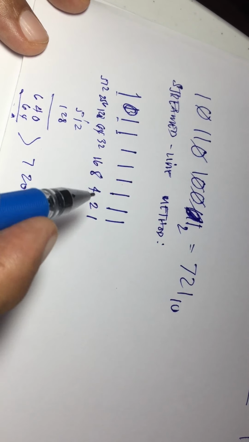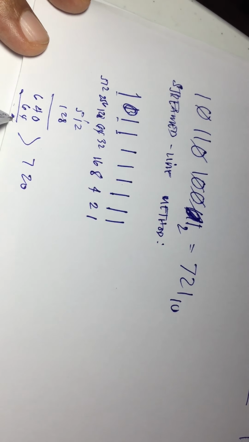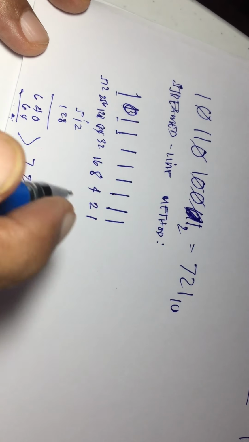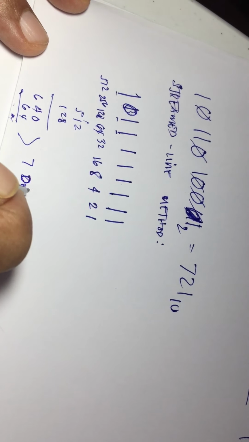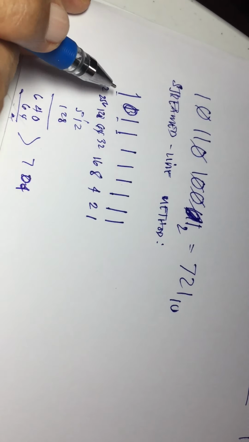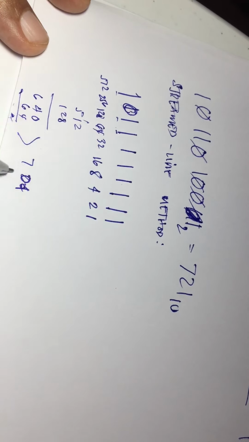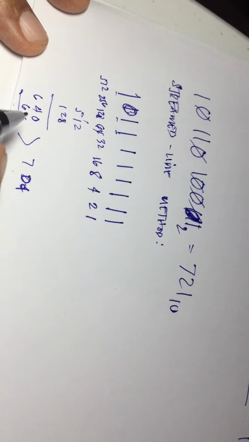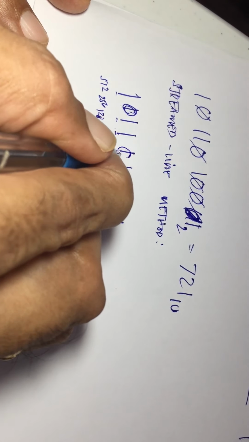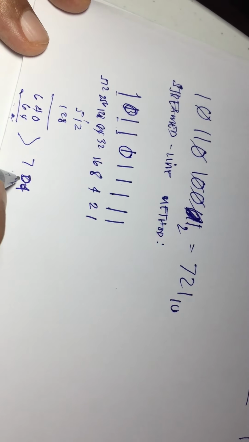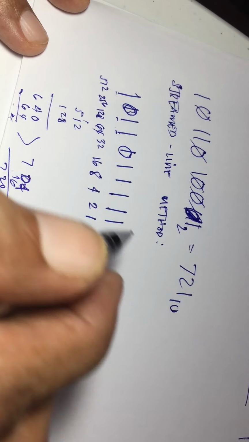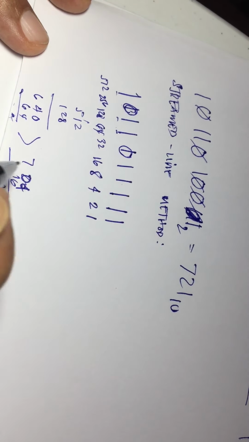Sorry, 700 pala. 704 pala. Sorry. 704. So, pasok yan. And then, pag dinagdagan mo ng 32, so, lagpas ka sa 721. So, 0 to. And then, pag dinagdagan mo ng 16, so, we have 720. Pasok pa rin. Okay? So, pasok yung 16.